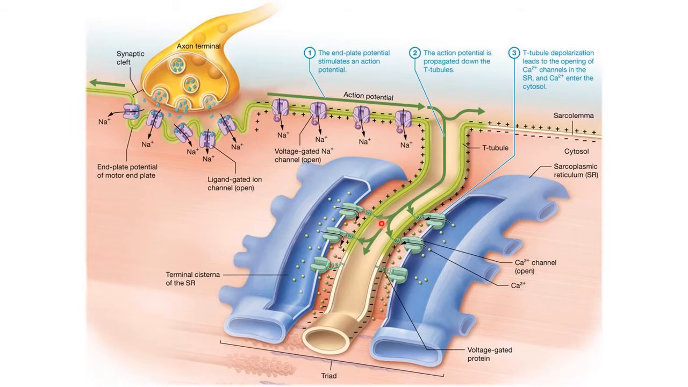When it gets into the T-tubules, it's going to depolarize the membrane there, and that causes this linker protein to shorten its coil, and that will pull open the voltage-gated calcium channels that are in the terminal cisternae. And then calcium will exit the sarcoplasmic reticulum down its concentration gradient into the cytosol. So all of that is excitation-contraction coupling. From the beginning of the action potential to the release of calcium from the sarcoplasmic reticulum is excitation-contraction coupling.